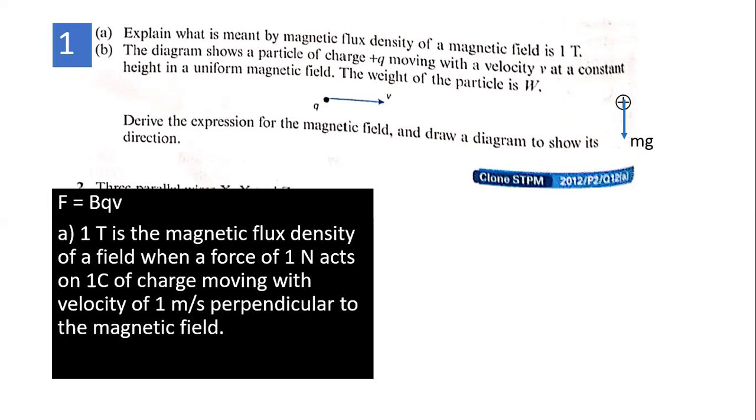Okay, the diagram shows a particle of charge Q moving with velocity V at constant height in a uniform magnetic field. I just show you the diagram, they're very kind. The weight of the particle is W. Derive the expression for the magnetic field and draw a diagram to show the direction.